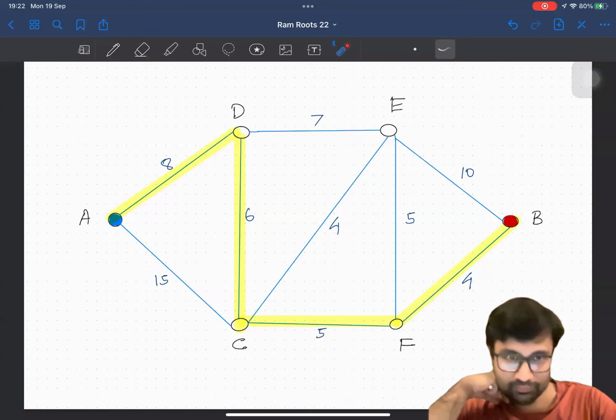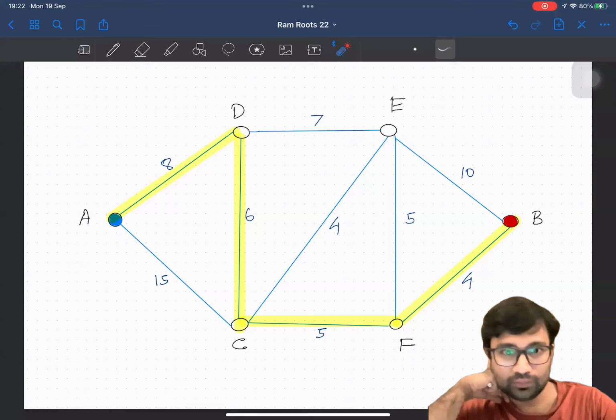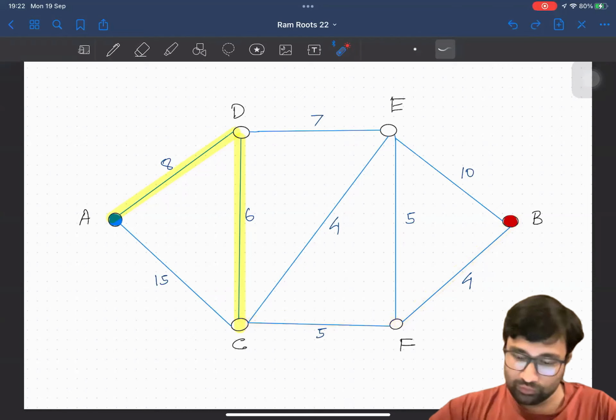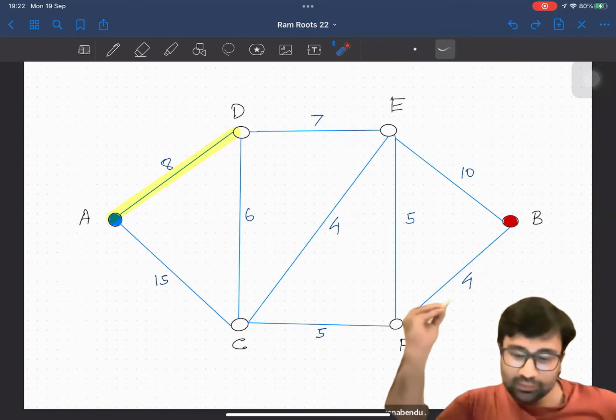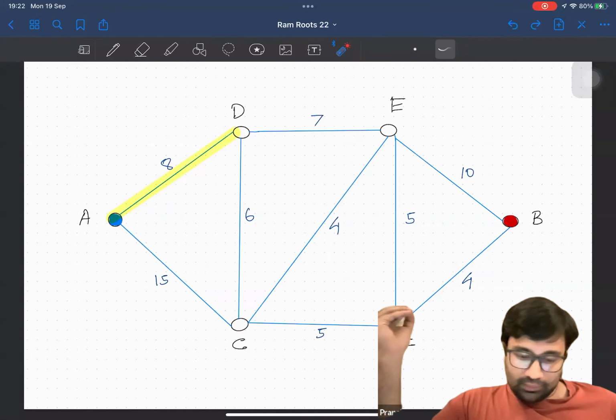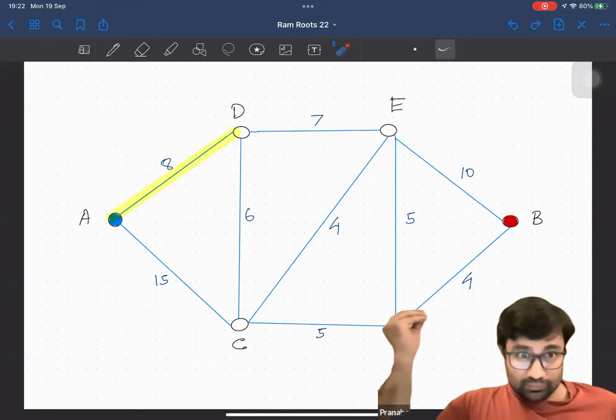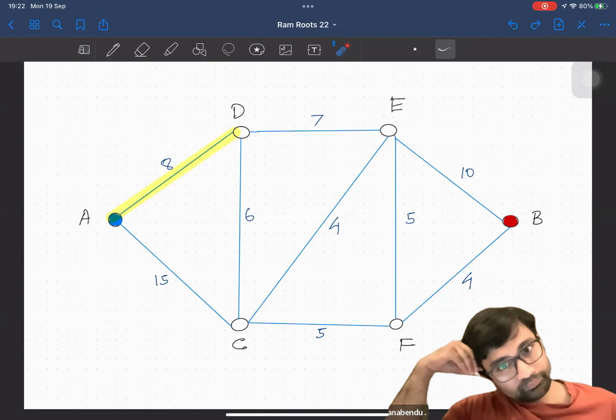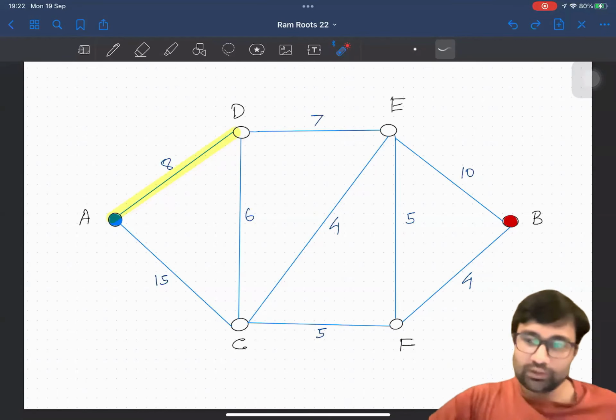So if you go from A to D, then to C. No, sorry. Okay, wait. Maybe I should draw what you're saying. So A to D, then D to F. Calculating once again, please. Okay. Then E.